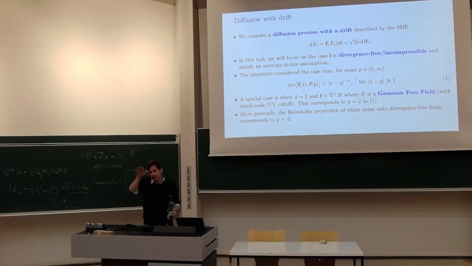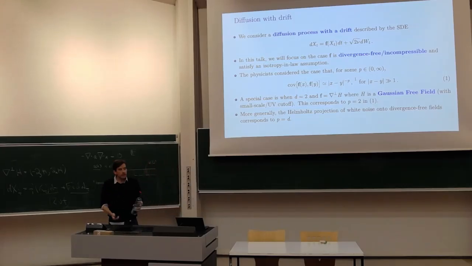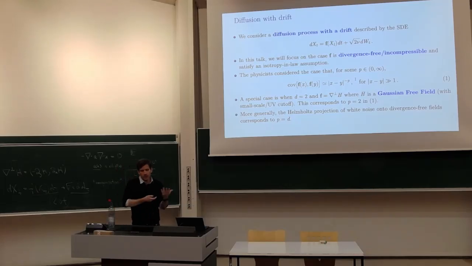When you project that onto the space of potential fields, you get the Gaussian free field, which is a very natural object the probabilists and the physicists have studied for many years. And if you project it on the space of incompressible fields, which is like the kind of orthogonal complement of that, you get this object. And so that's the object that they wanted to study.